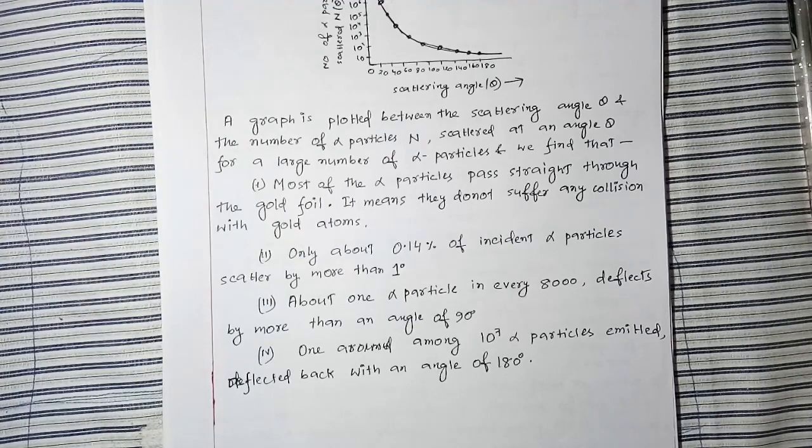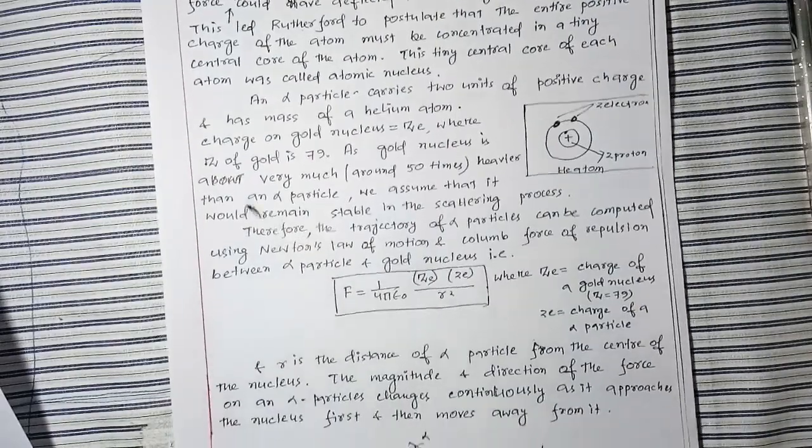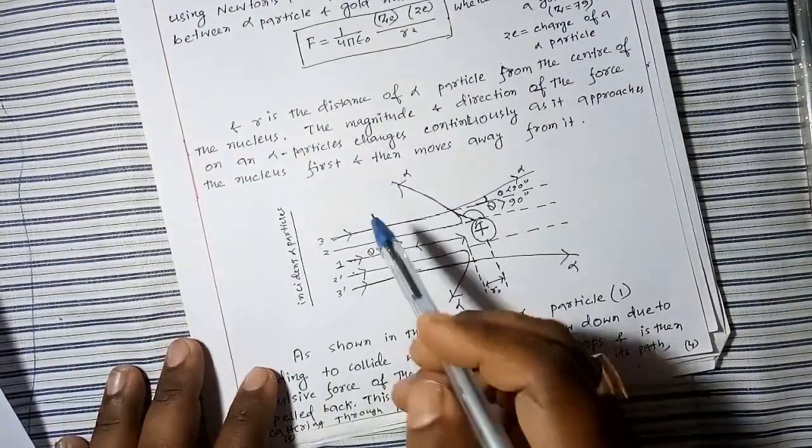1 in 100 lakhs, that means if Rutherford allowed 100 lakhs alpha particles to fall on the gold foil, then out of that 100 lakhs only one will reverse back in the same direction, in the same path.